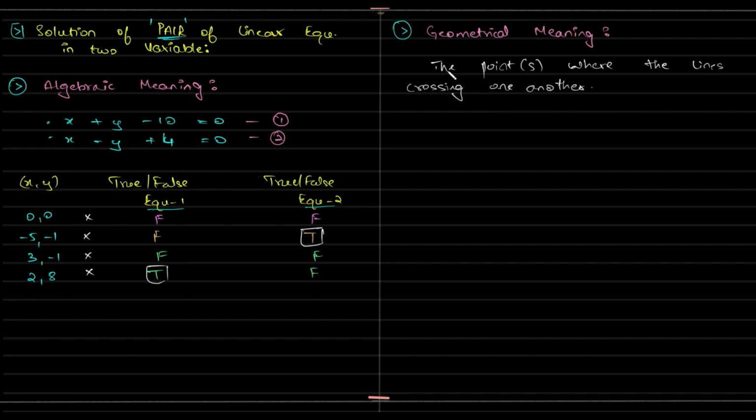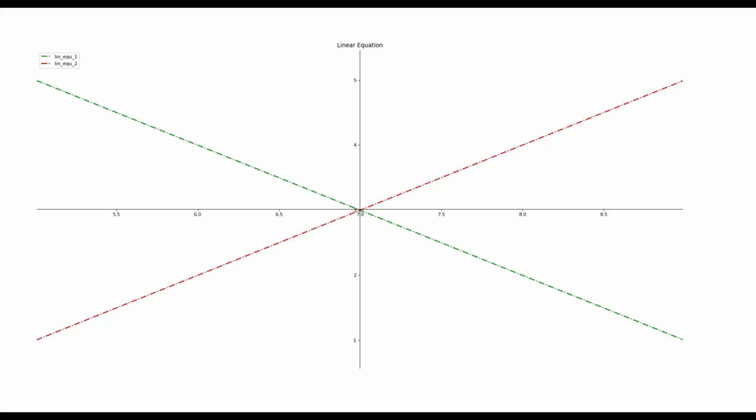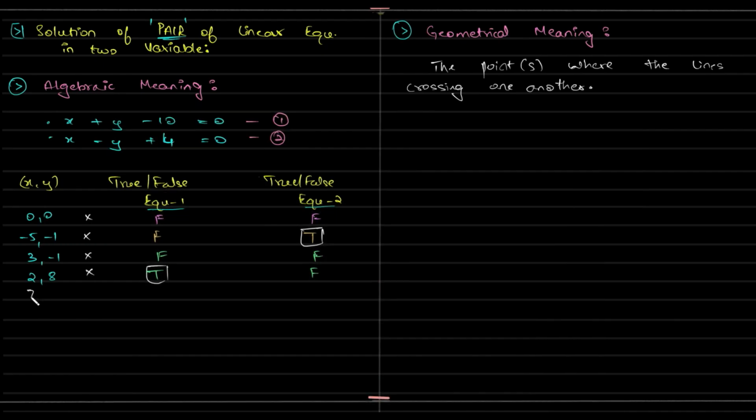For a linear pair they generally cross. For other graphs, I'm talking about quadratic or cubic and so on and so forth, there are different possibilities. But yeah, the definition holds good even there. So we found that 7,3, I guess. Yeah, 7,3 was a solution.